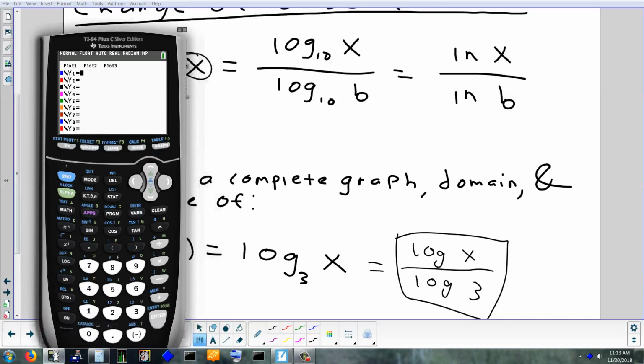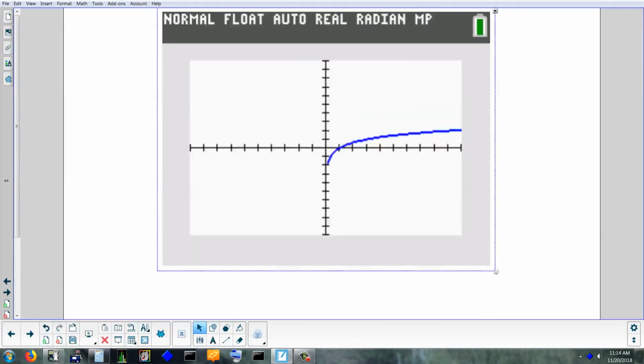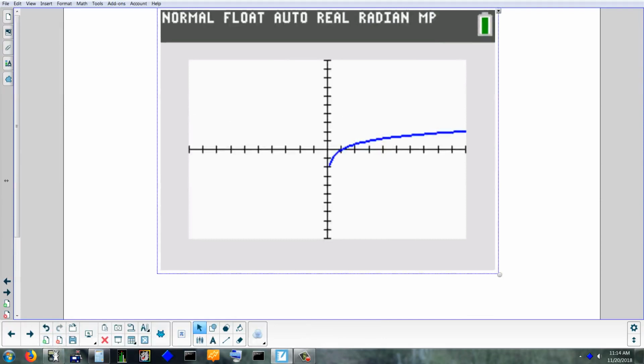All right, so let's type it in. Log x divided by log 3. I'm going to do zoom 6 to see what it looks like. Now you have to be careful because sometimes the graphing calculator doesn't draw things correctly. This is an example. That picture's not right. It's because when things get very steep on the calculator, it doesn't know what to do. So it's having a little trouble. If I make that a little bigger, where does it look like the graph is starting on the y-axis?